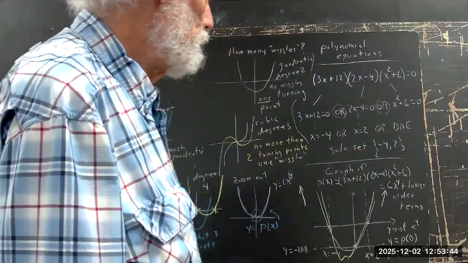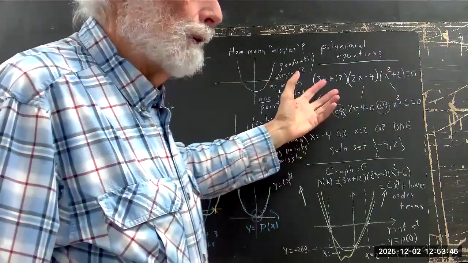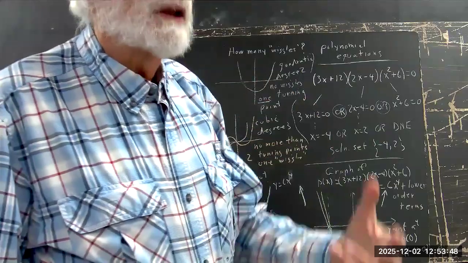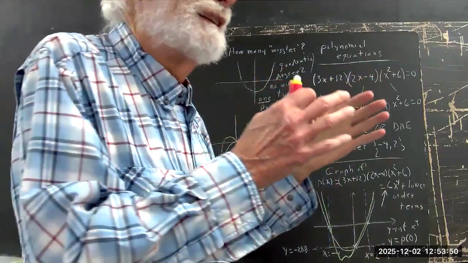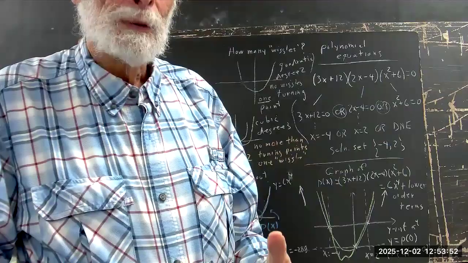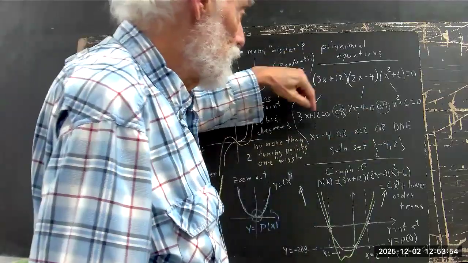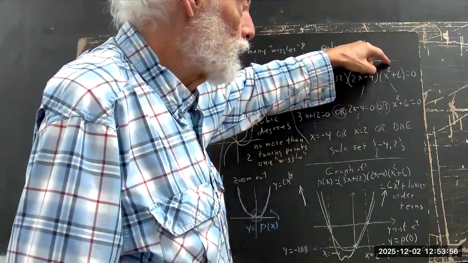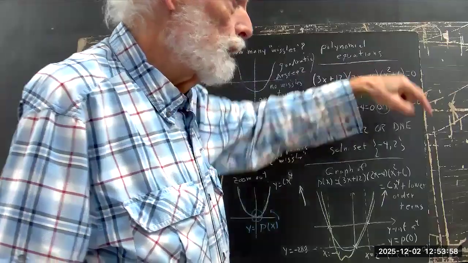Here's our solution set. It's very simple when you have a polynomial that's factored into linear and quadratic terms. These are linear terms because they give you linear equations. This is a quadratic term. This is actually a quadratic equation.